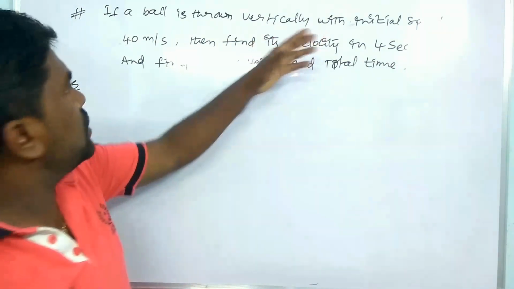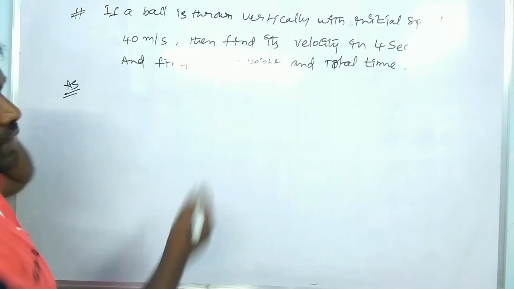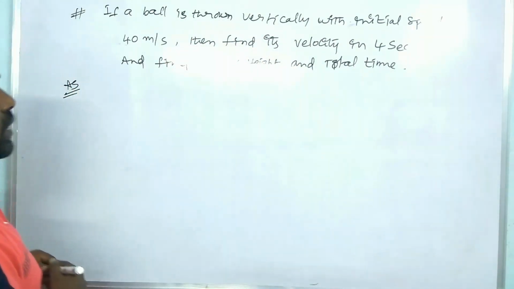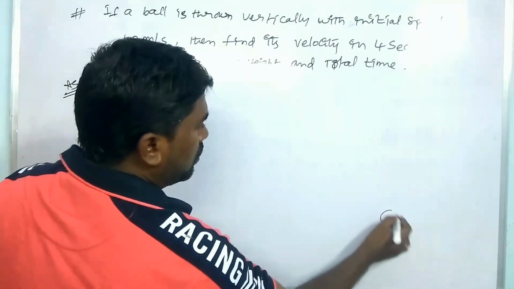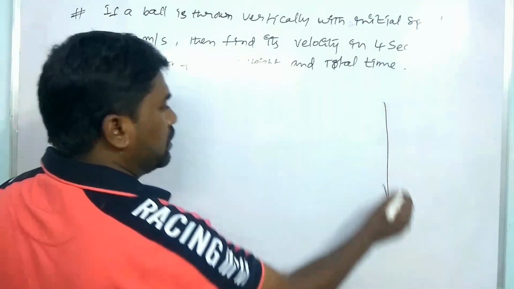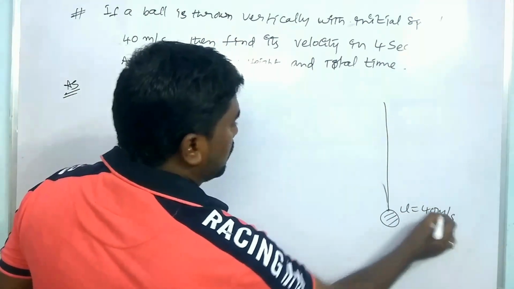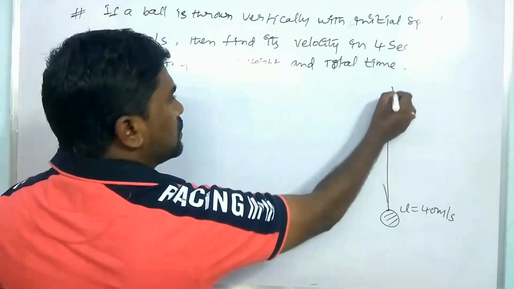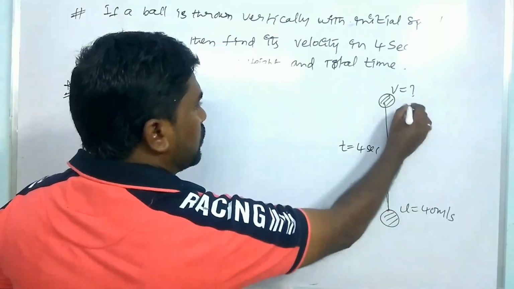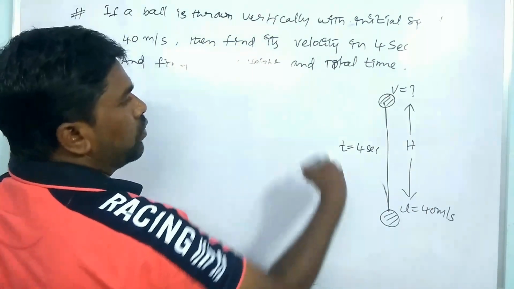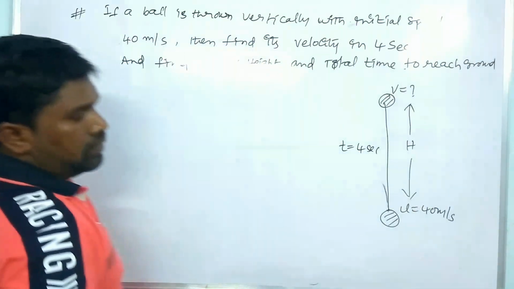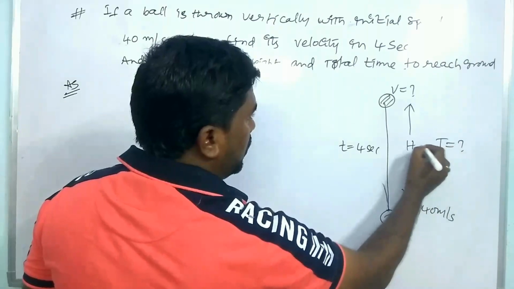If a ball is thrown vertically with initial speed 40 meter per second, then find the velocity, that is nothing but final velocity, in 4 seconds. What is the velocity of the body in 4 seconds, and find the maximum height and total time. So here there is a ball or a body which was thrown vertically with initial speed of 40 meter per second. Let us find the velocity of the body in time 4 seconds, and also the maximum height of the body and the total time to reach the ground. So T is equal to how much, H is equal to how much.